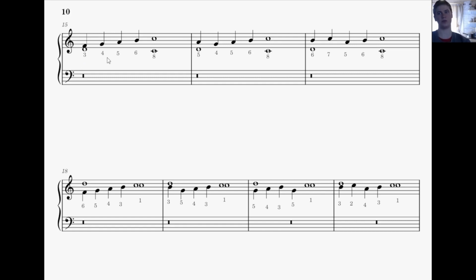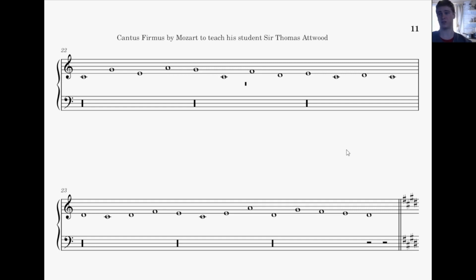So as you can see up above, we're going to start on a third above the given melody and go stepwise up to that last final note. Going down below, we start on a sixth below the given melody and we go stepwise up to the final note. Other than that, there are 2 more options for going up above and 3 more options for going down below. Here's a Cantus Firmus by Mozart to teach his student, Sir Thomas Atwood.